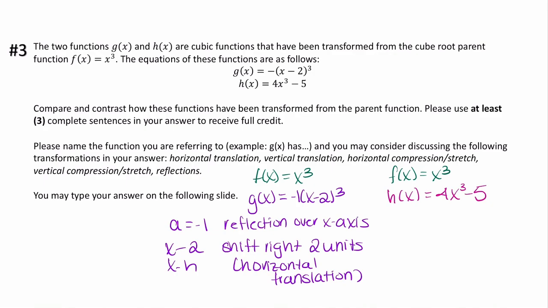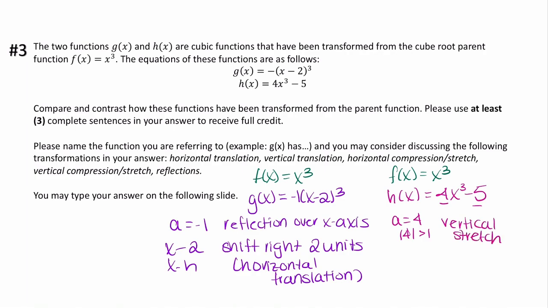Okay, so now let's go to the next transform function, h of x. Well, if you look here, you see we have a 4 and we have a -5. The 4 is in front, so that's telling us that a equals 4. Well, the absolute value of 4 is greater than 1, so that is going to be a vertical stretch, right? So this graph has a vertical stretch.